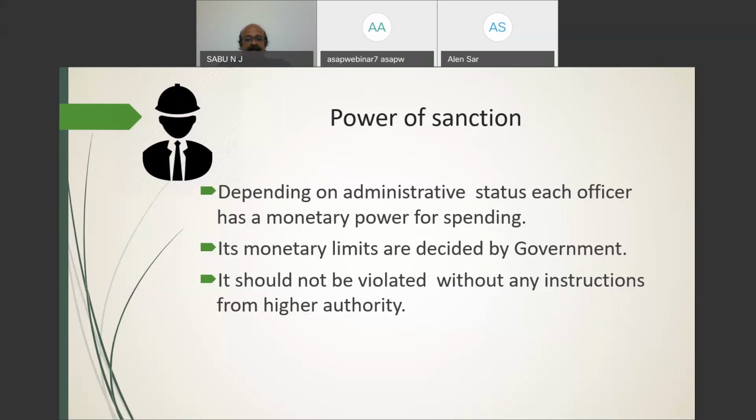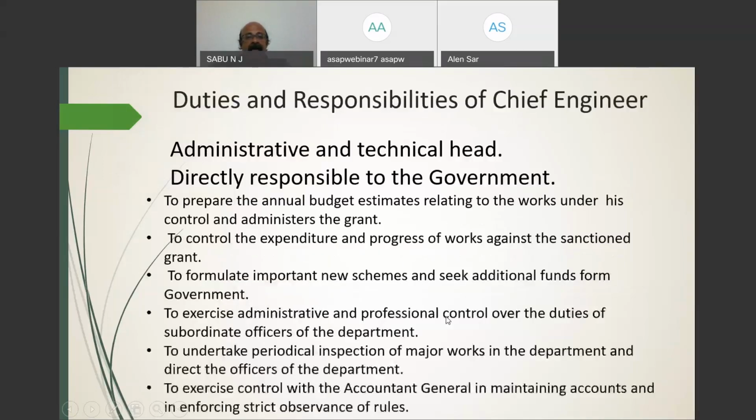Another feature of the power of sanction, one thing that must be kept in your mind, is that it should not be violated without any instruction from a high authority. That means all duties and responsibilities are to be completed within the power of sanction. Otherwise, it cannot be considered by the government, and the government will look into it seriously. So the proper sanction must be obtained from the superior authority.